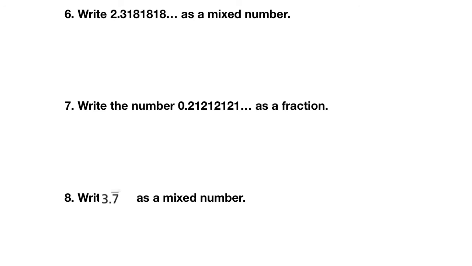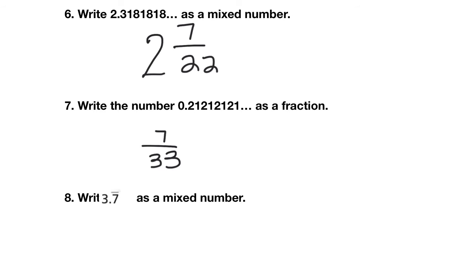Question 6. Write 2.318 with the 18 repeated as a mixed number. This is equivalent to 2 7/20. Number 7, write the number 0.21 repeated as a fraction. This will give you 7/33 as a fraction. Question 8. Write 3.7 repeated as a mixed number. Placing this into your calculator, you will see 3 7/9.